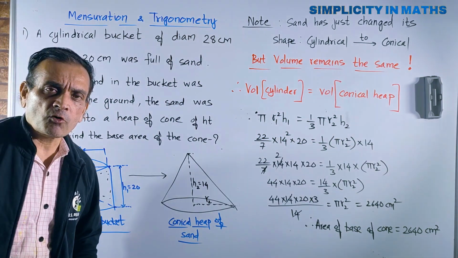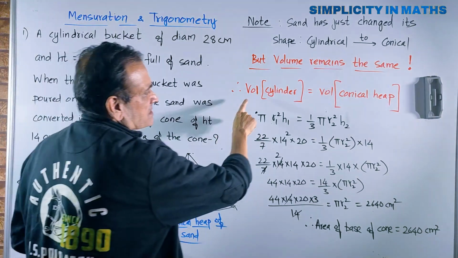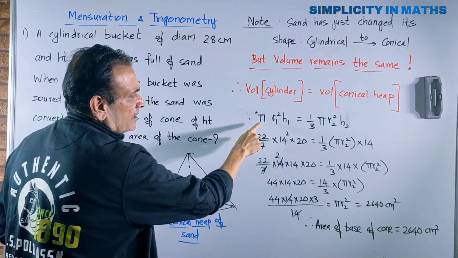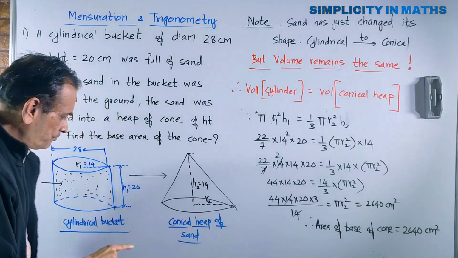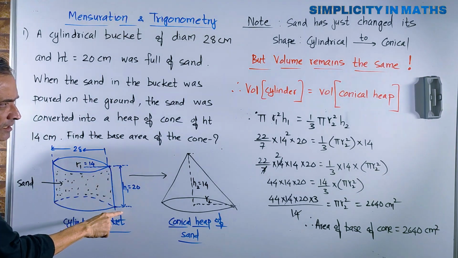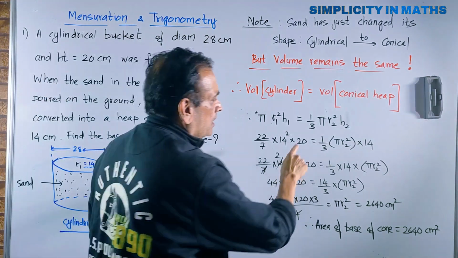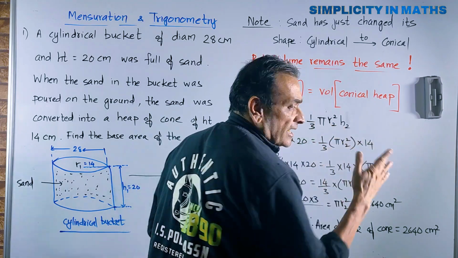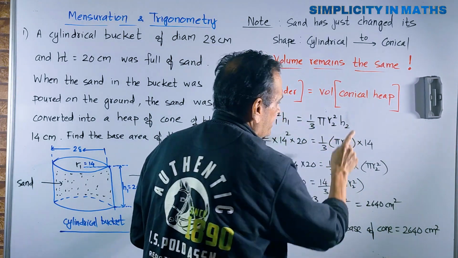What is the formula for volume of cylinder? Pi r squared h. But now it will be pi r1 squared h1. R1 and h1. Volume of cone 1/3 pi r squared h. But here it is r2 squared h2.